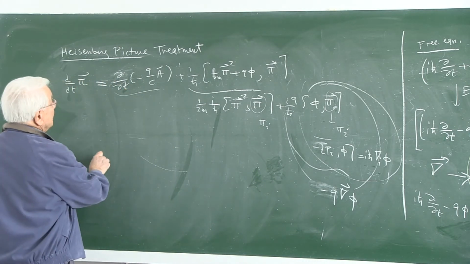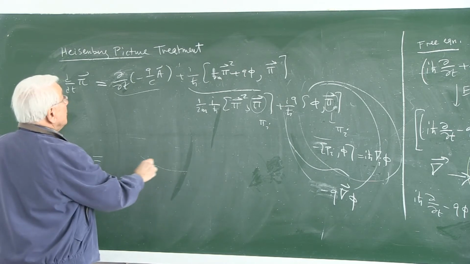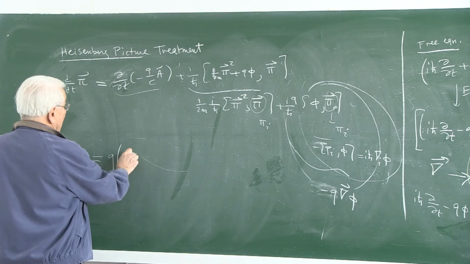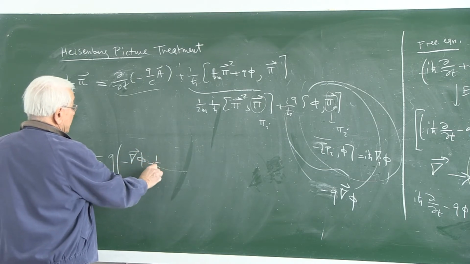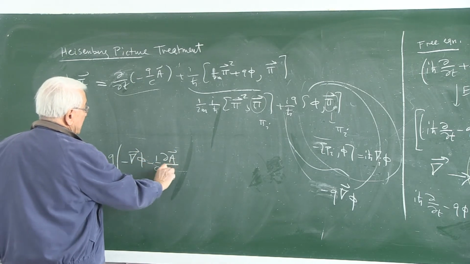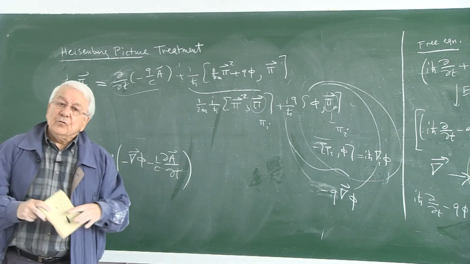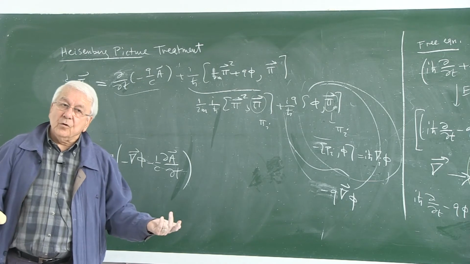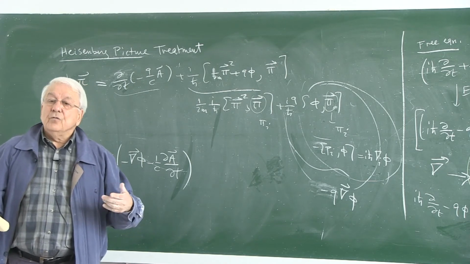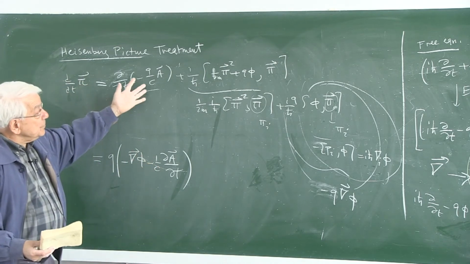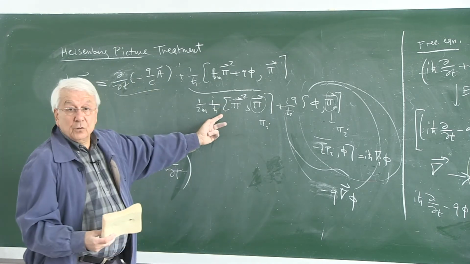Let me write them. So there's a q times (minus del phi minus 1 over c dA/dt). You see, when you do things, it's so beautiful, the physics. You recover the classical physics, or the Heisenberg equation version of the classical Lorentz equation. That's the first term. This together with the second, but there are still those terms.